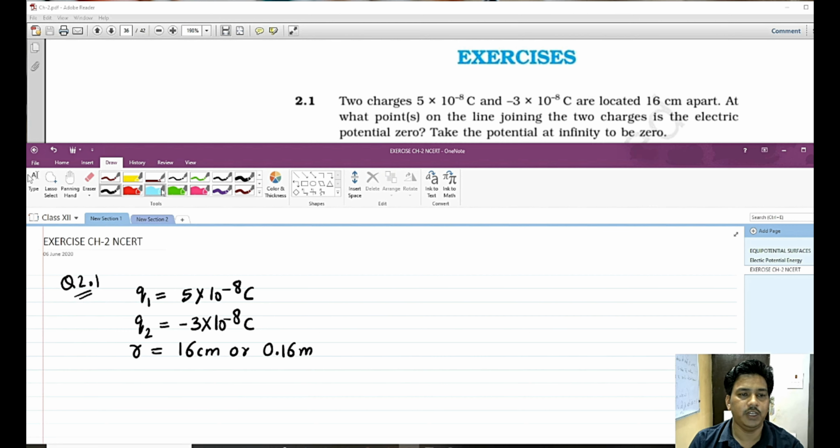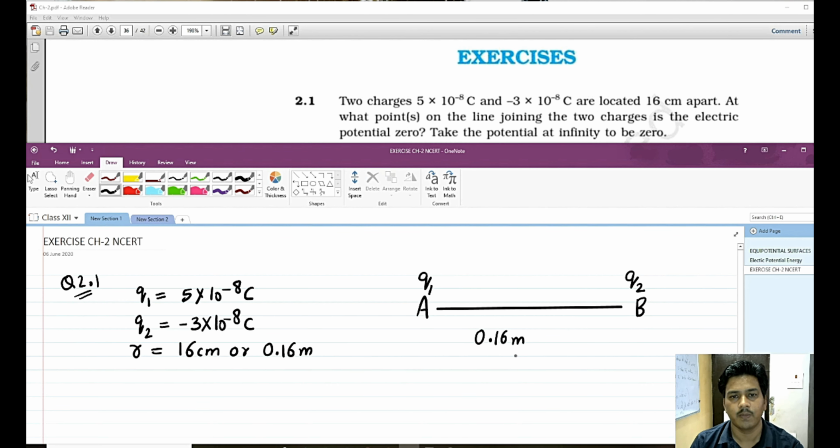Now first we draw the diagram. So we represent the situation according to the diagram. This is point A, this is point B. At point A we have assumed charge Q1 and at point B we assumed the charge Q2. Now these charges are separated by 16 centimeter or 0.16 meter distance apart. At what points on the line joining the two charges is the electric potential 0?